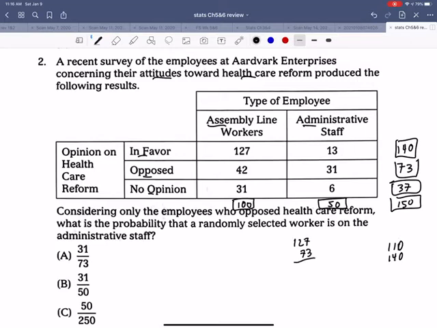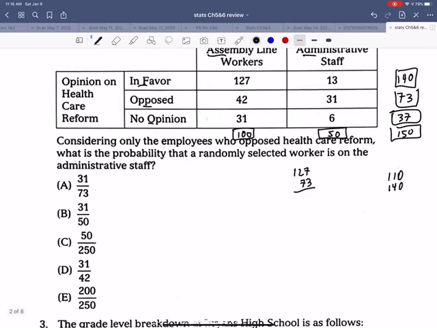All right, now considering only employees who were opposed. So forgetting about everyone else and just thinking about these 73 employees, considering only the employees who opposed the healthcare, what is the probability that a randomly selected worker is on the administrative staff? So that's the 31 out of 73. And we find our answer right there. Nice work.